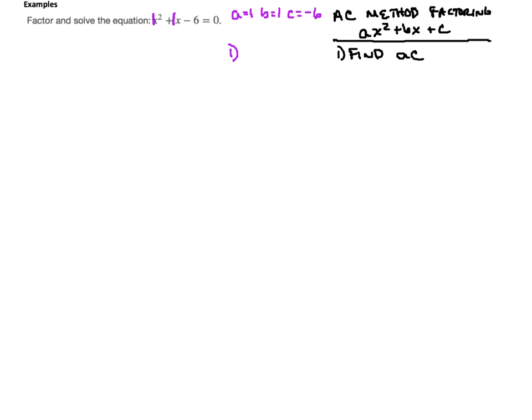So for my first step, I want to find a times c, which in this case is 1 times negative 6, which is negative 6.